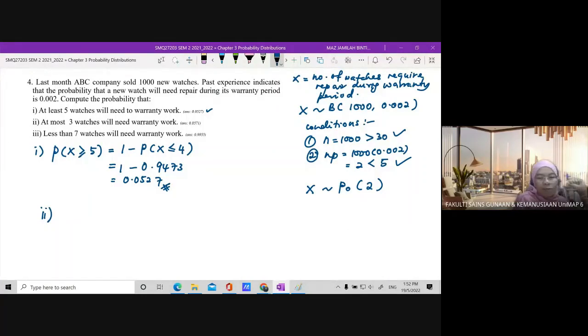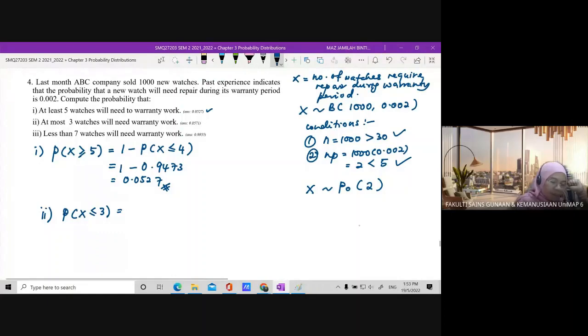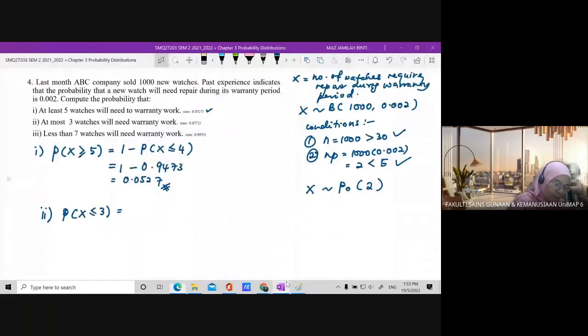Part 2: at most 3 watches. So P(X) what? Greater than or less than? Less than or equal to 3. So directly from the table, lambda 2, X less than or equal to 3, is 0.8571. Right.